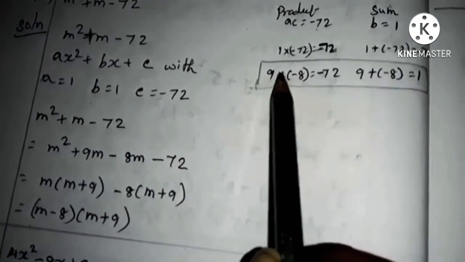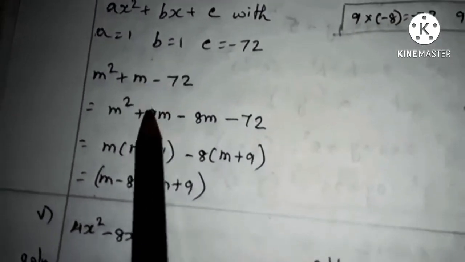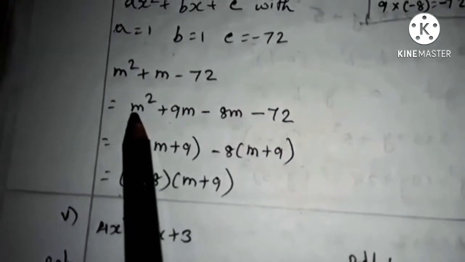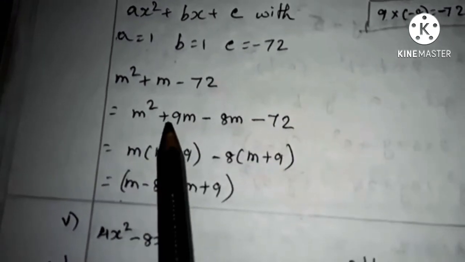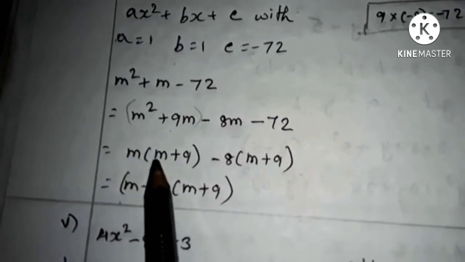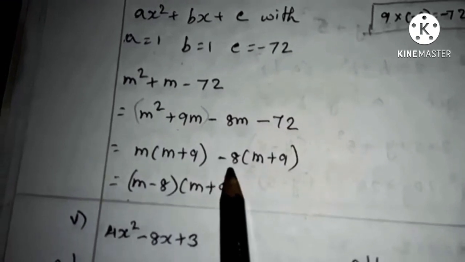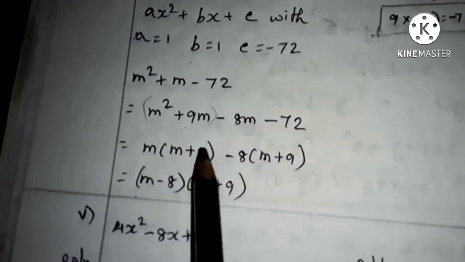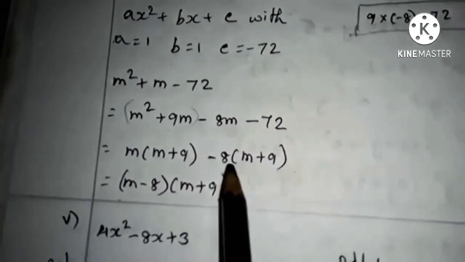So, we are taking these two factors and we are going to change the middle term m as 9m minus 8m. That is, m square plus m minus 72 can be written as m square plus 9m minus 8m minus 72. From these first two terms, we are taking m as common. Then we get m plus 9. And from the next two terms, we are taking minus 8 as common. We get the other factor as m plus 9. Then in this step, again m plus 9 is the common binomial factor. So, we are taking it out.